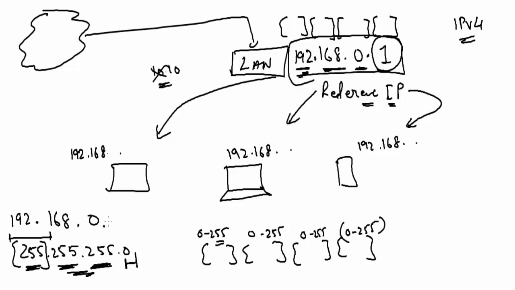So that's why when any device joins the network, the LAN will dynamically assign any IP like 10 or 20, or currently if I look at my laptop, 166 has been assigned.